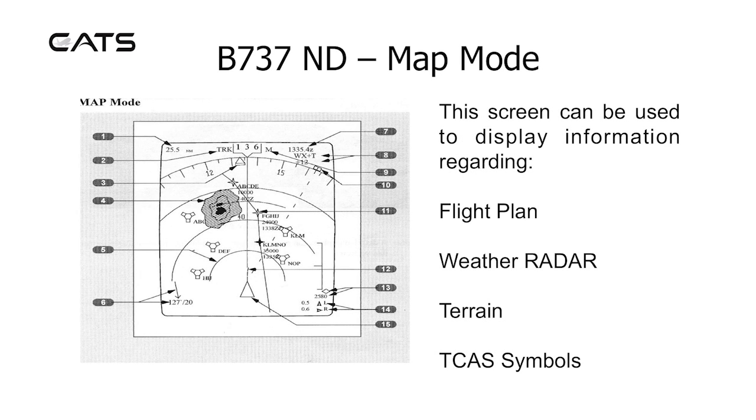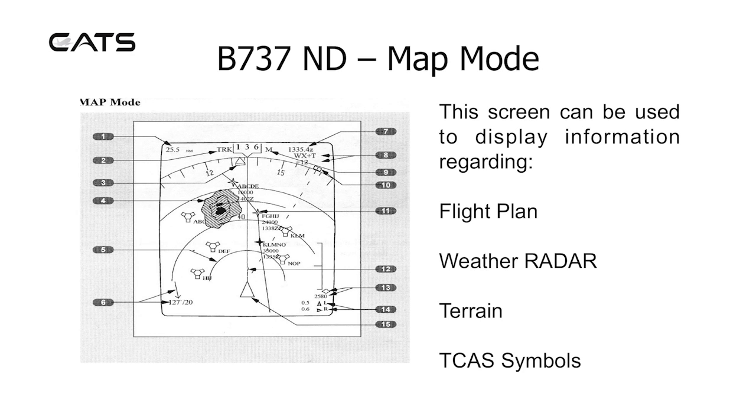Map mode. Item 1 is the distance to the next active waypoint. 2 is current track. 3 is the heading pointer. 4 is weather radar returns. 5 is weather radar range arcs. 6 is wind direction and speed. 7 is the estimated time of arrival at the next active waypoint. 8 is weather radar annunciations. 9 is magnetic true reference.